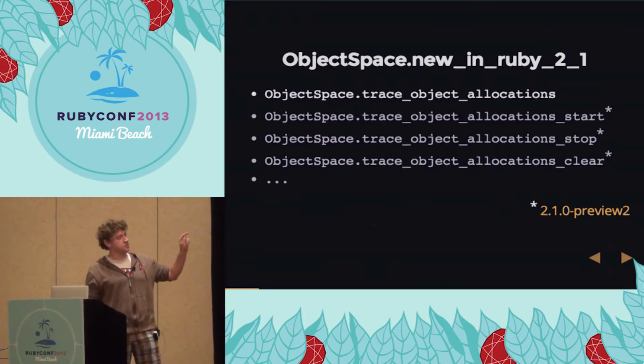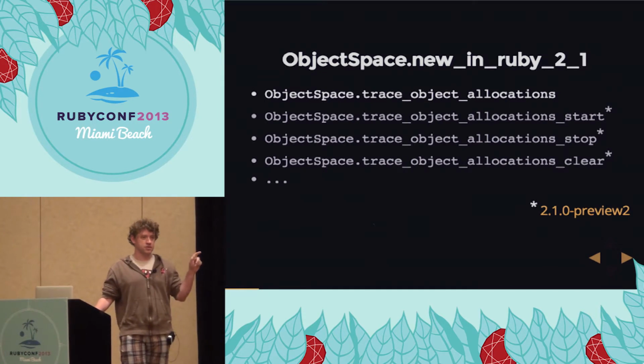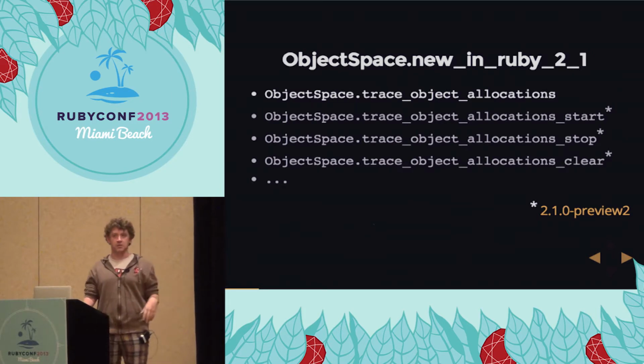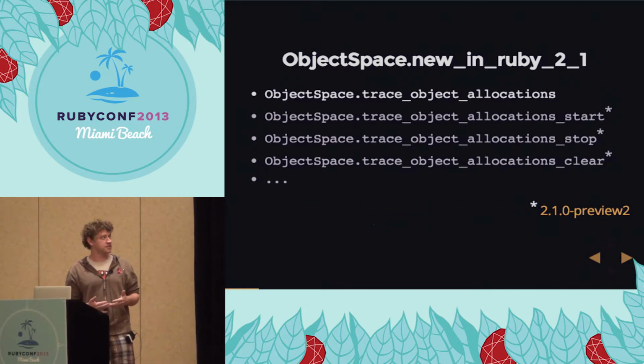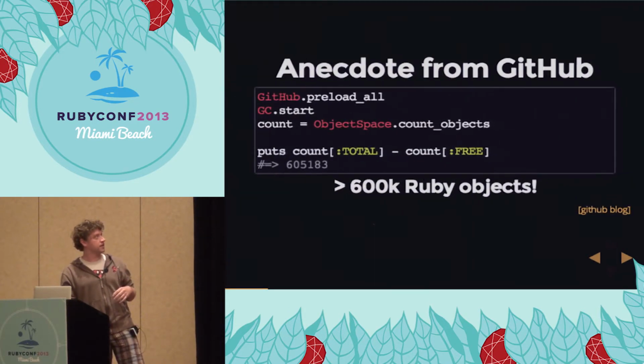So the ones in asterisks are not available yet. They will be available in 2.1.0 preview 2. I was hoping that would be released by RubyConf, and it has not. So you can't get it with Ruby 2.1.0 preview 1. You'll have to get head, and I'll show that later.